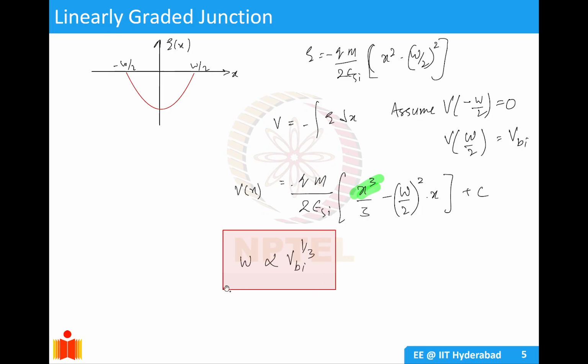We had seen that for an abrupt junction, our depletion width was proportional to the square root of VBI. For a linearly graded junction, the depletion width is proportional to the cube root of VBI.